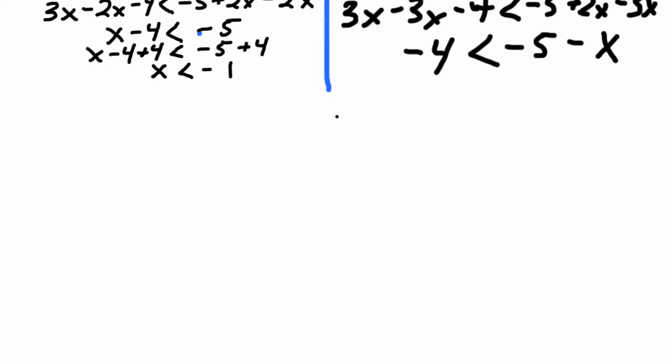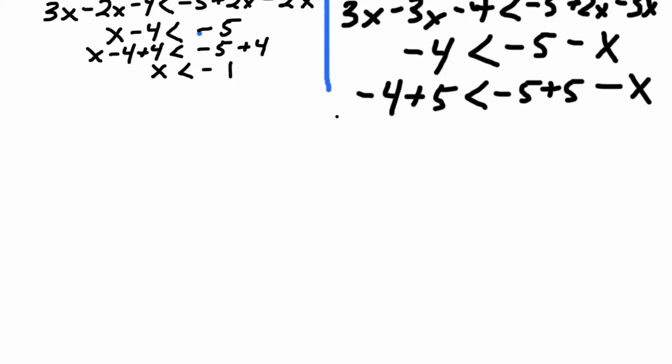minus x. Okay, so I've got my x term on the right side, and I'm going to add 5 to both sides to get rid of this 5. So we've got negative 4 plus 5 is less than negative 5 plus 5 minus x. And that gives us a negative x on that side. And on this side we have 1.